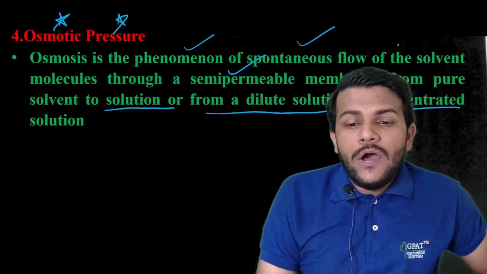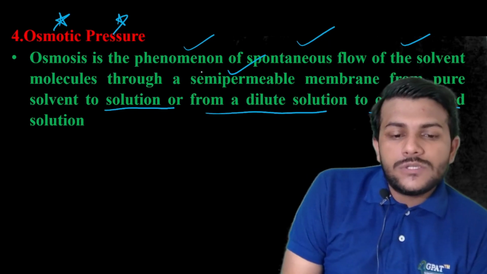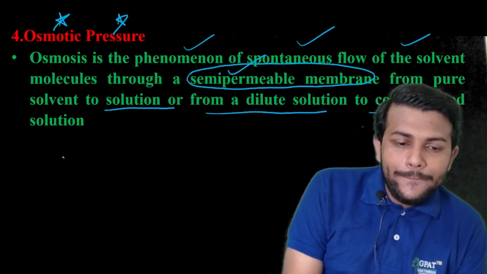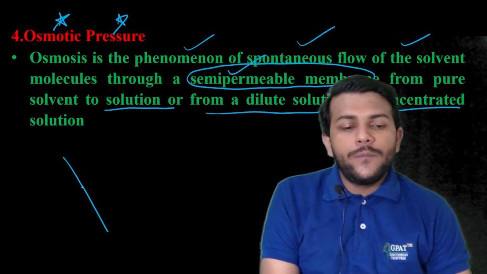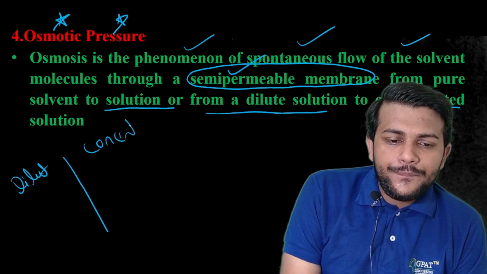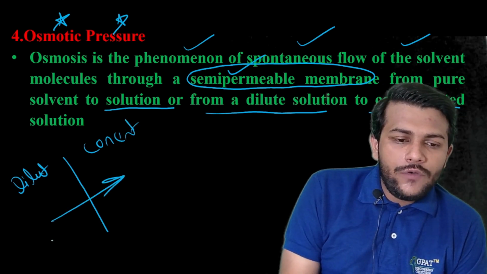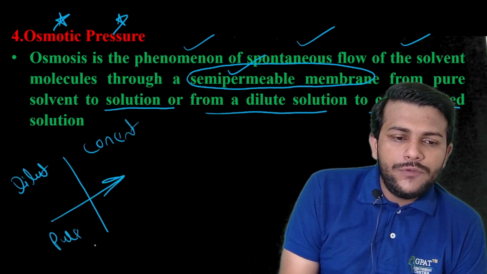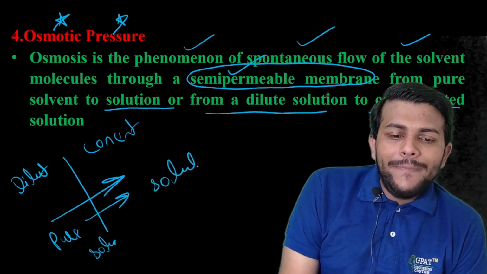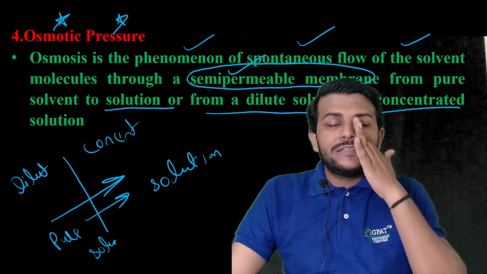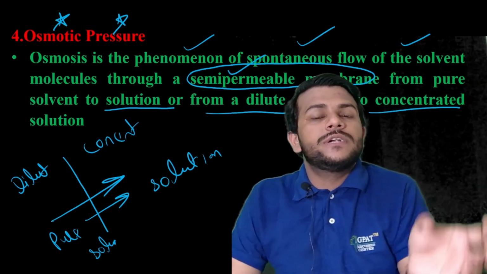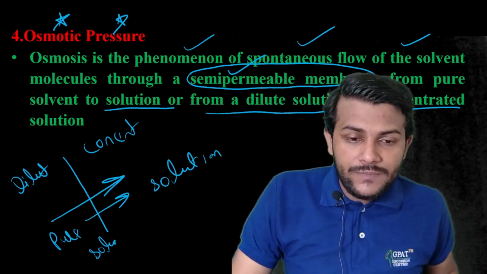So the phenomenon of spontaneous flow of the solvent molecules through what? Through a semi-permeable membrane from the pure solvent to the solution, or from the dilute to the concentrated. In simple words, from the pure solvent side to the solute side, the solution side. Means somehow there is an addition in the solution, because if we add solute and solvent, definitely they are going to form the solution.